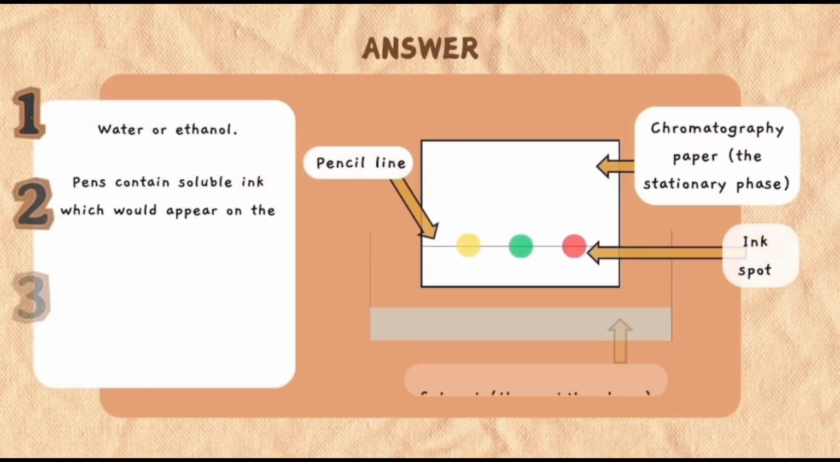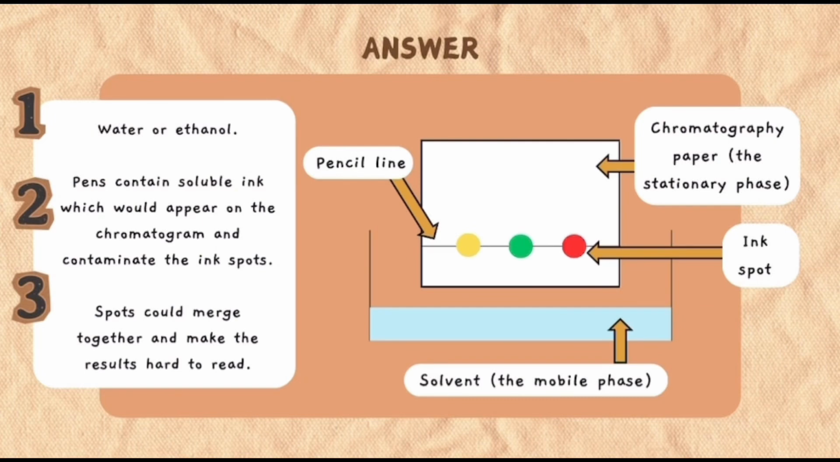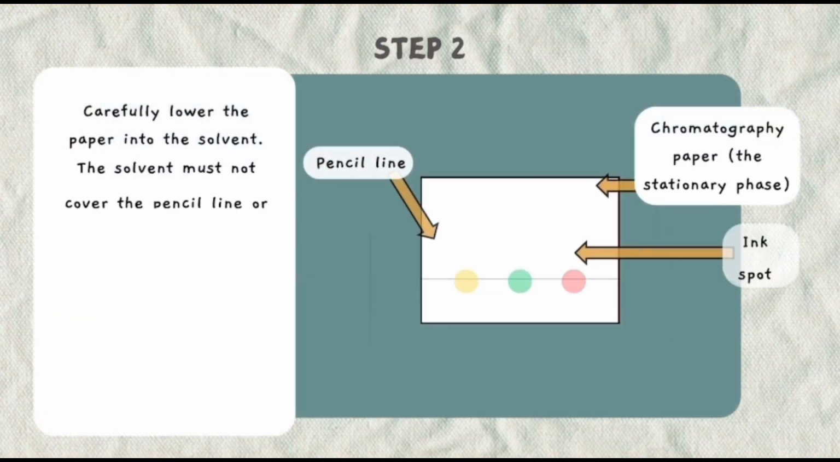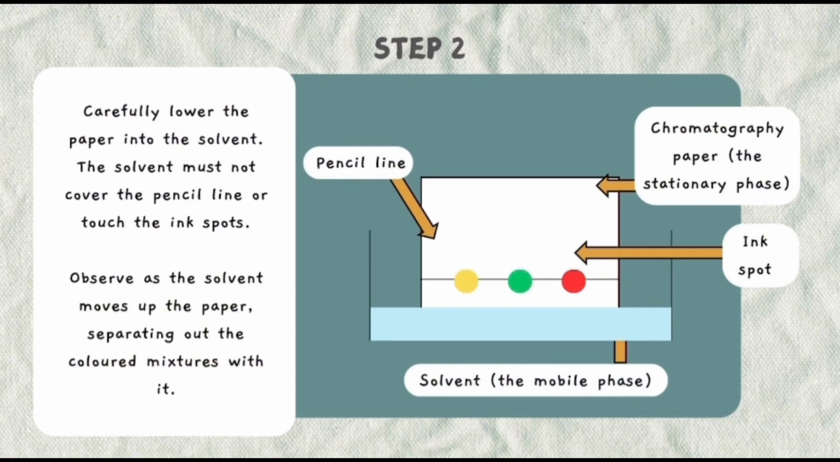The answer is, first, water or ethanol. Second, pen contains soluble ink which could appear on the chromatogram and contaminate the ink spot. Third, spots could merge together and make the result hard to read. Step 2. Carefully lower the paper into the solvent. The solvent must not cover the pencil line or touch the ink spot. Observe as the solvent moves up the paper, separating out the color mixture with it.